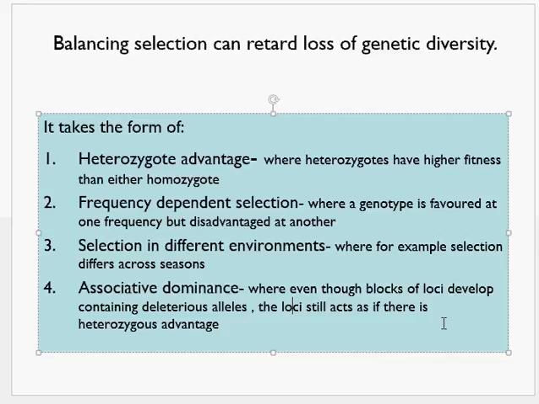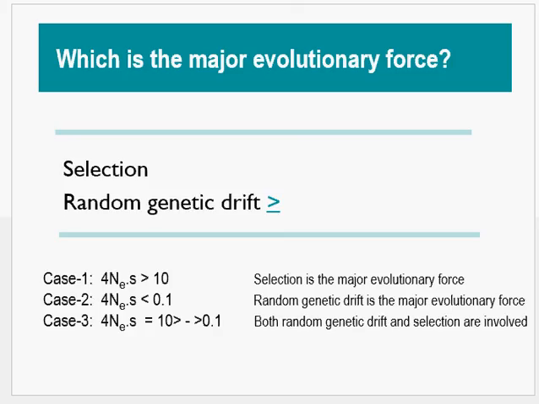So which is the major evolutionary force? As I've said, selection is the major evolutionary force when population sizes are large. Okay, so for example, if the population size is greater than 10 in this case, then selection is the major evolutionary force. If it is less than 0.01, then random genetic drift is the major evolutionary force. If it's between 10 and 0.01, both random genetic drift and selection are major evolutionary forces in that population, maybe at different times, in different generations.